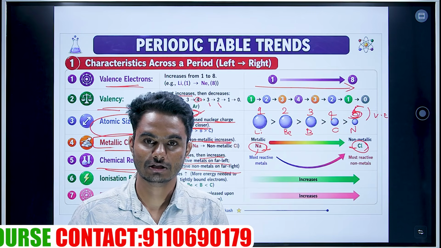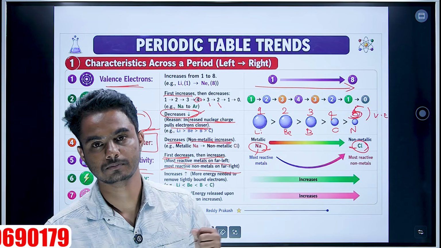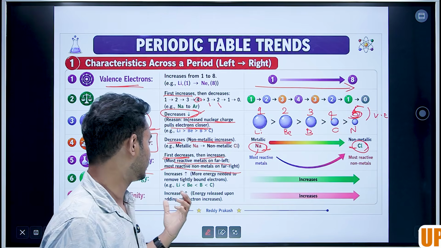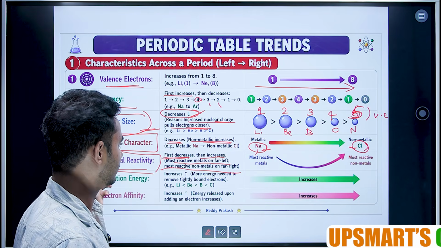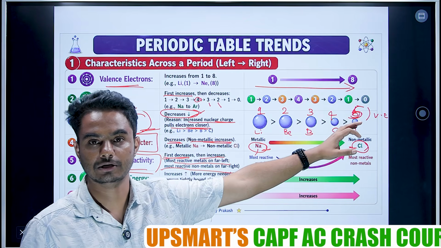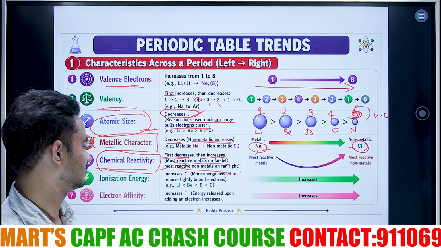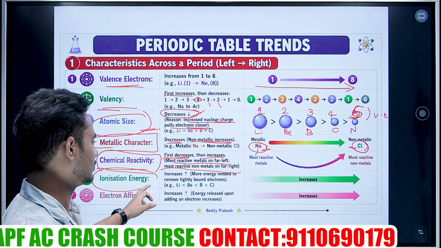The metallic nature will decrease. Non-metallic nature will increase. Okay. So what they tell is the chemical reactivity. First it will decrease until the center. Then it will increase until the right end. That is the chemical reactivity sequence. Then it is ionization energy.